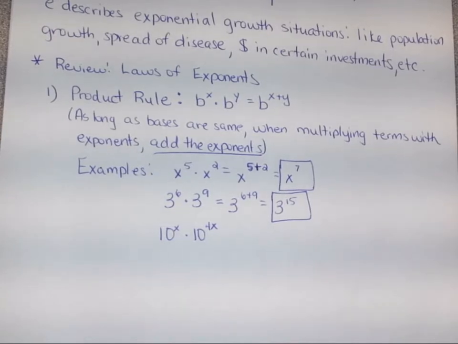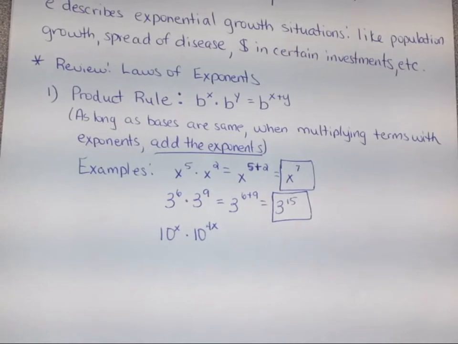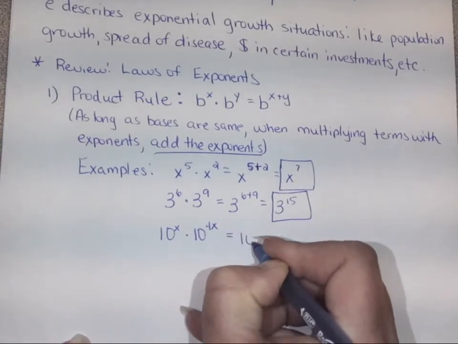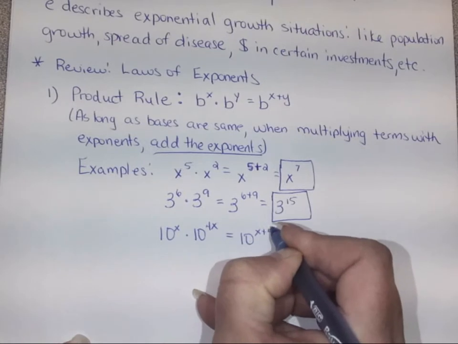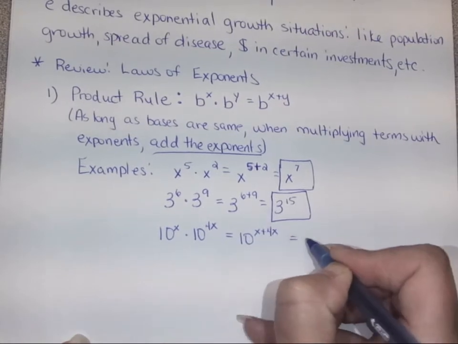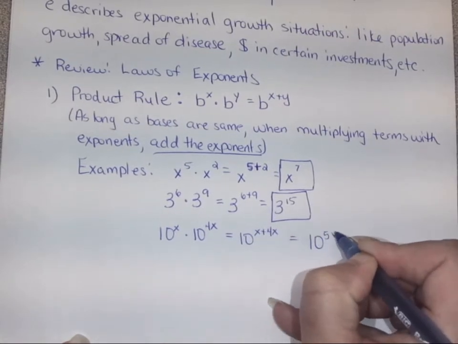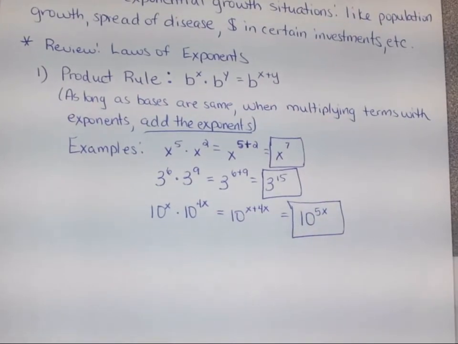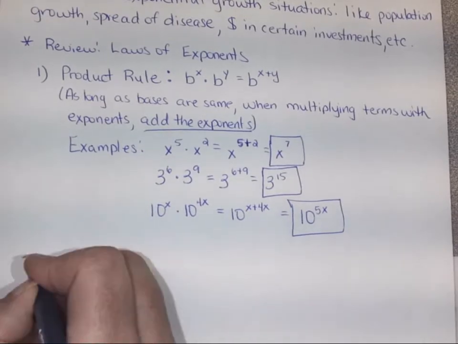What's different about the third example from the previous two? X is actually in the exponent location, right? So it's like a number base raised to a power. But the exponent rule still applies. It would be 10 to the x plus 4x power, and then you could combine those to be what? 10 to the 5x. Okay, so that's the first rule of exponents.